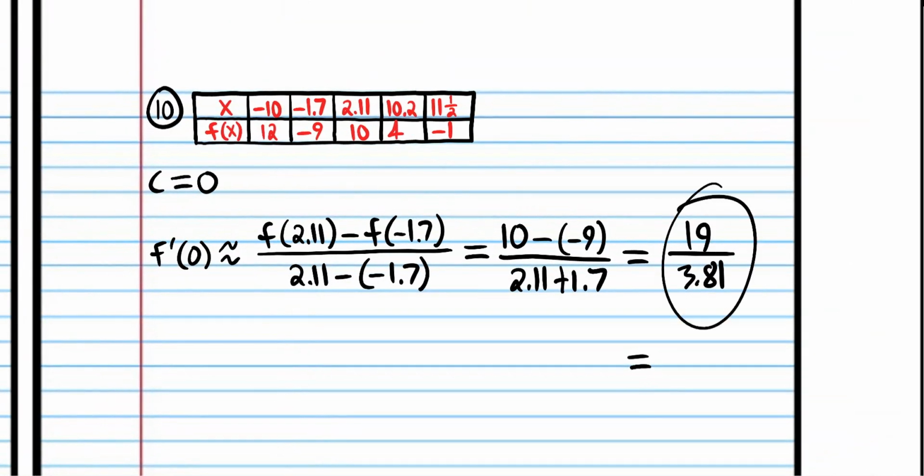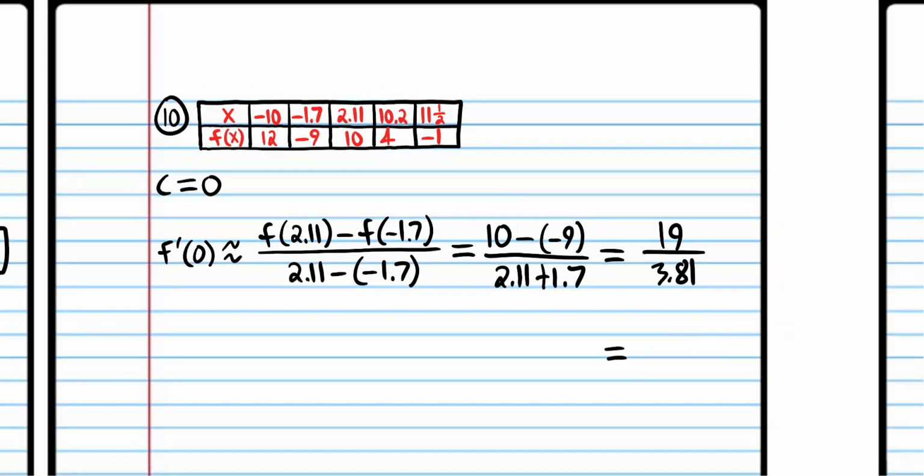Now, a lot of students would just write that in decimal form. You can do that if you want. That would be approximately 4.98687664, and it would just go on and on. But you can also turn that into a fraction.